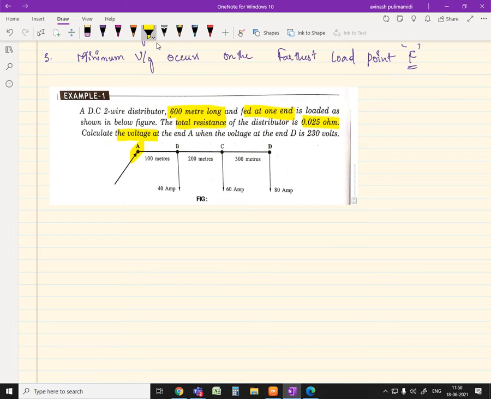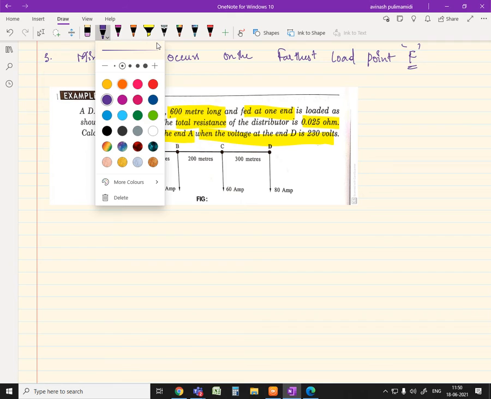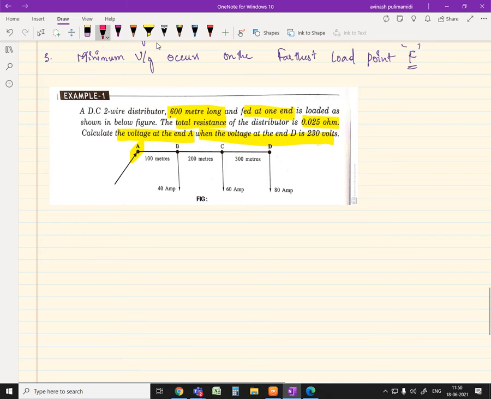Calculate the voltage at the end A when the voltage at end D is 230 volts. Understood? So what we require here is first one. The solution will be first one.